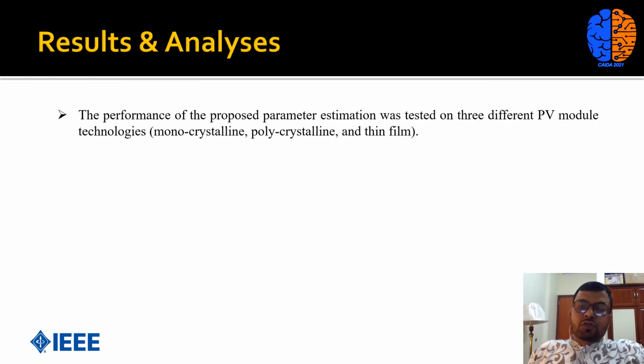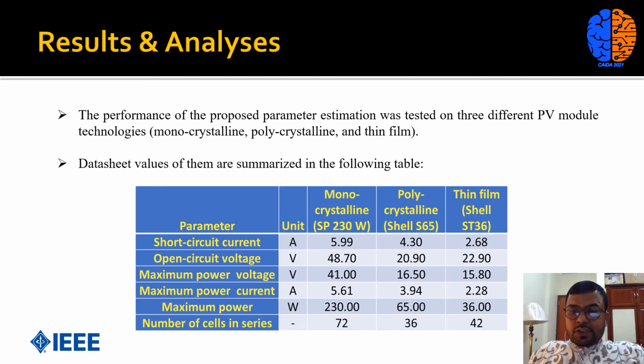In this research, we have employed the backtracking search algorithm to estimate the parameters of three different PV module technologies, such as monocrystalline, polycrystalline, and thin film. This table summarizes the datasheet values of three different PV module technologies. Here we have the values of short circuit current, open circuit voltage, maximum power voltage, maximum power current, maximum power, and number of cells in series.